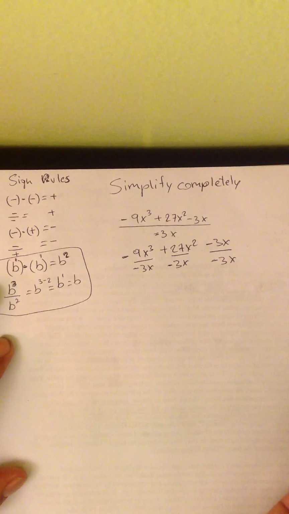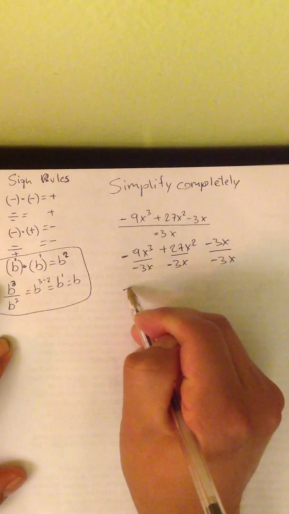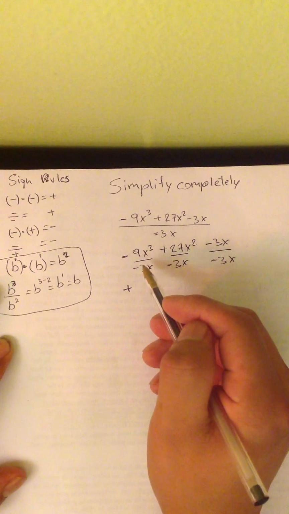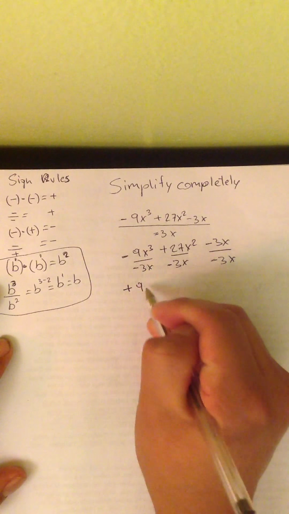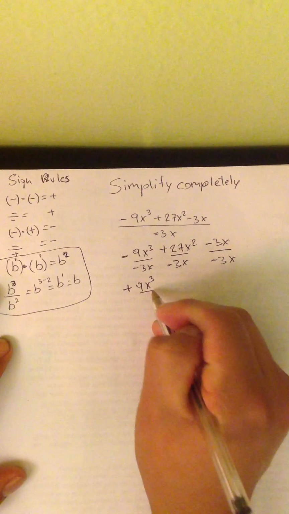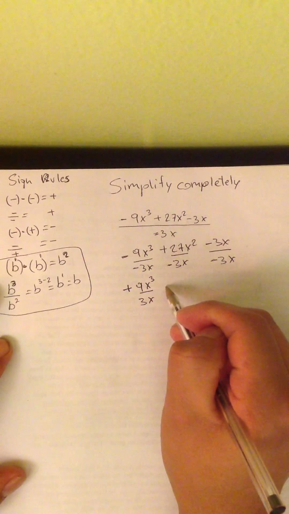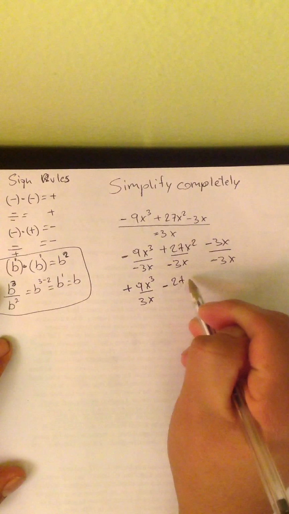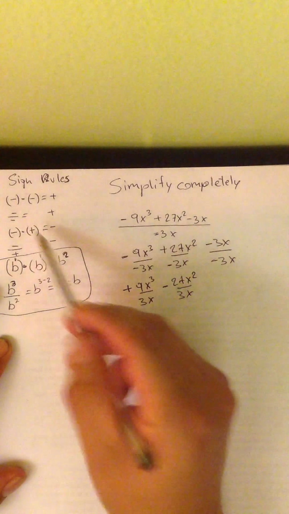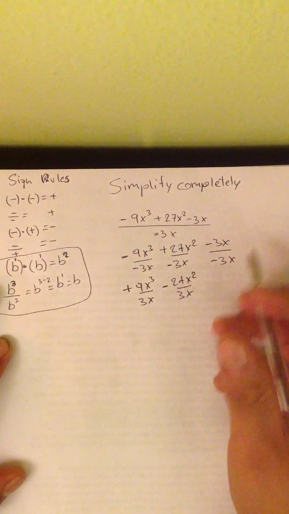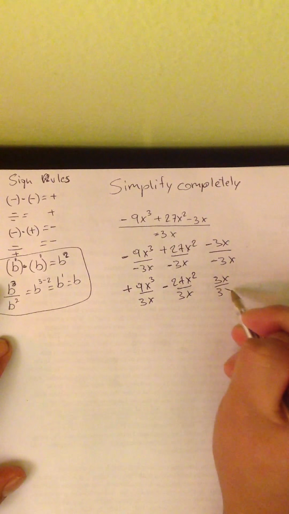Okay, so first let's do the signs. So we say that if the signs are equal, they're positive, right? So this is positive. Let's just do the signs first. Divided by 3x, and then the signs are different. It's negative 27x squared over 3x. The signs are equal, or we can just say negative divided by negative is positive. So we know that's just 3x divided by 3x, positive.